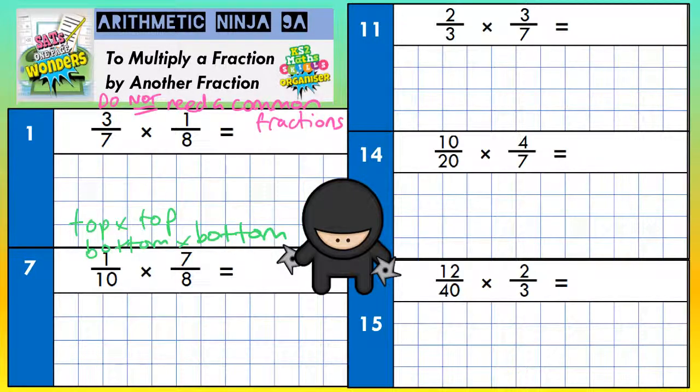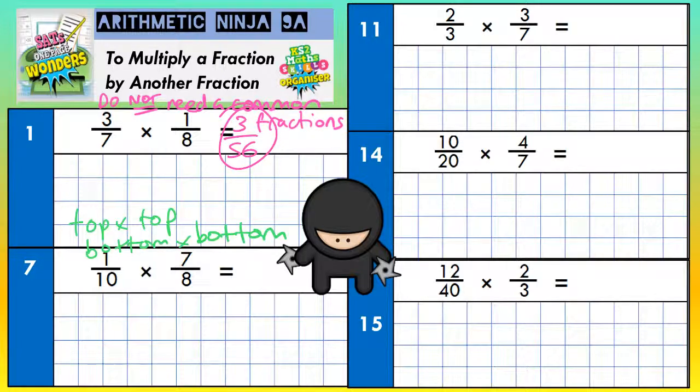3/7 times 1/8. Top times top, bottom times bottom. 3 times 1 is 3. 7 times 8 is 56. Final answer, 3/56. We can't even simplify that because 3 is a prime number, so you can't divide it by anything else other than itself and 1.